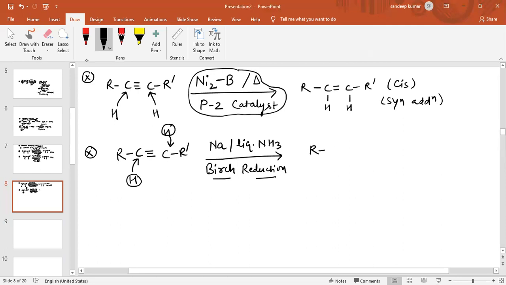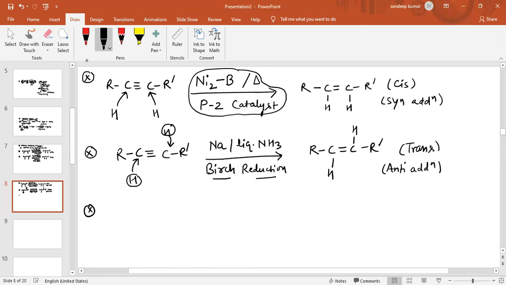And the triple bond will convert into a double bond. So hydrogen is added to this position, then another hydrogen will be added to this position. So this is basically trans. When trans is formed, we call it anti-addition. So this reaction follows anti-addition.